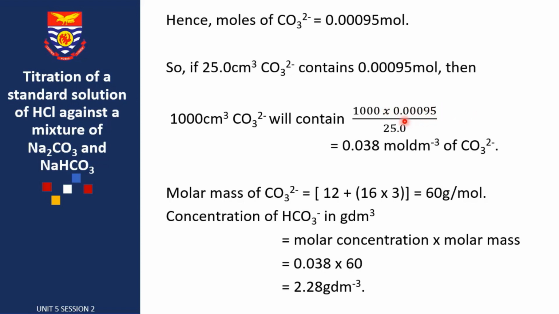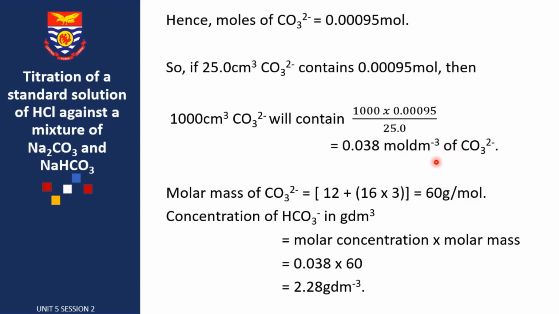Now that we know this amount concentration, we know that there's a relation between amount concentration, mass concentration, and molar mass. So we proceed to look for the molar mass of the carbonate. That is sodium carbonate. Carbon is 12, oxygen is 16, and we have 3 atoms of oxygen, so 3 here. The molar mass is thus 60 grams per mole.